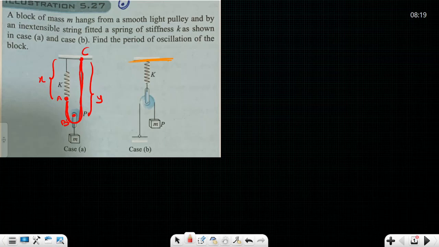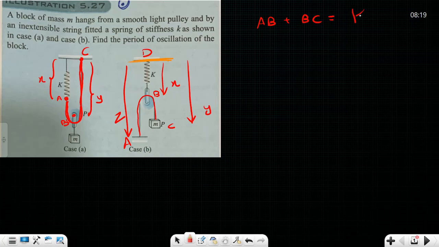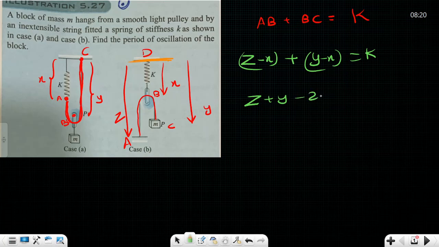See in B bit, this length of the wire is always having the constant length. So let's call this point as A, B, C and this one D. Let this distance be equal to x and this distance let's call it y and this constant length let's call it z. So length of the wire will be AB plus BC, which is equal to some constant k. Now AB length is nothing but z minus x. BC length is nothing but y minus x is equal to k. So z plus y minus 2x is equal to k.